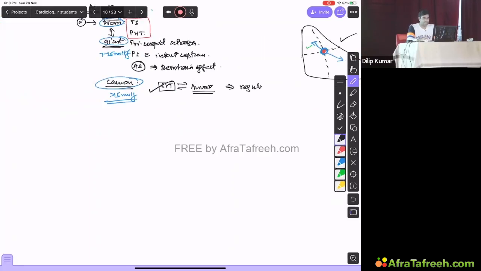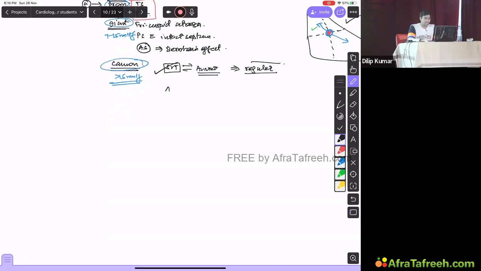Regular cannon waves. Why? Because every time the impulse rotates, you get atrial and ventricular depolarization. So with every pulse, you will see a simultaneous A wave also. That's a regular cannon wave. The second area where you can get it is AV dissociation.